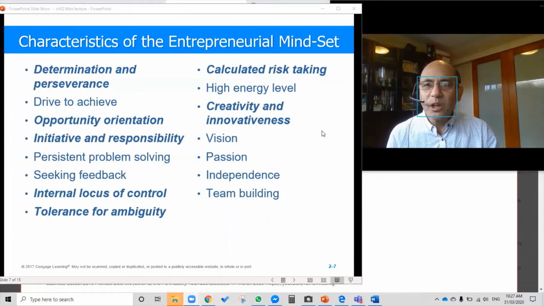So we were just talking about this slide here about the characteristics of entrepreneurs or the entrepreneurial mindset. And we just talked about entrepreneurs being creative and innovative. So let's go on.